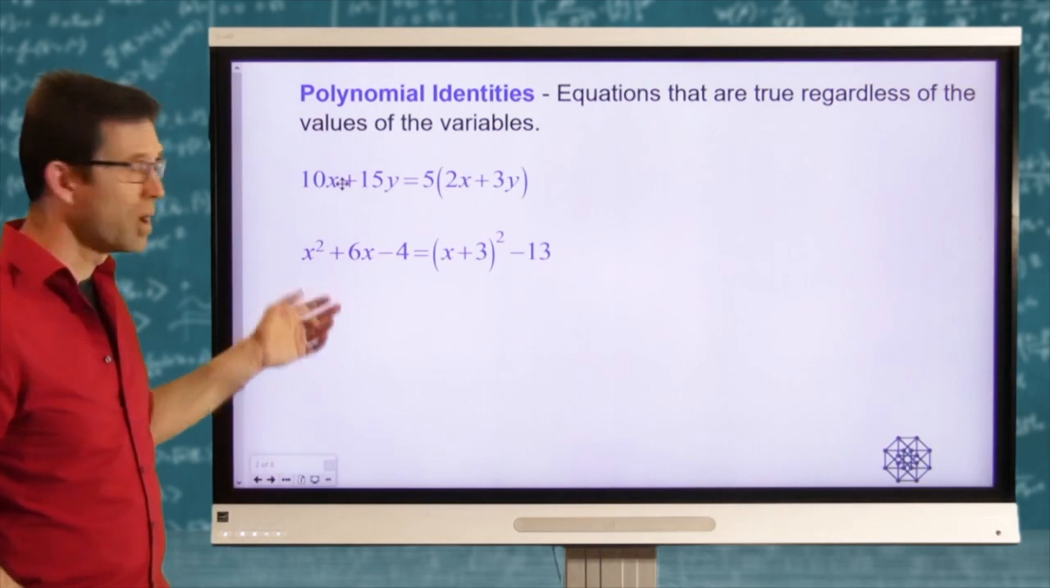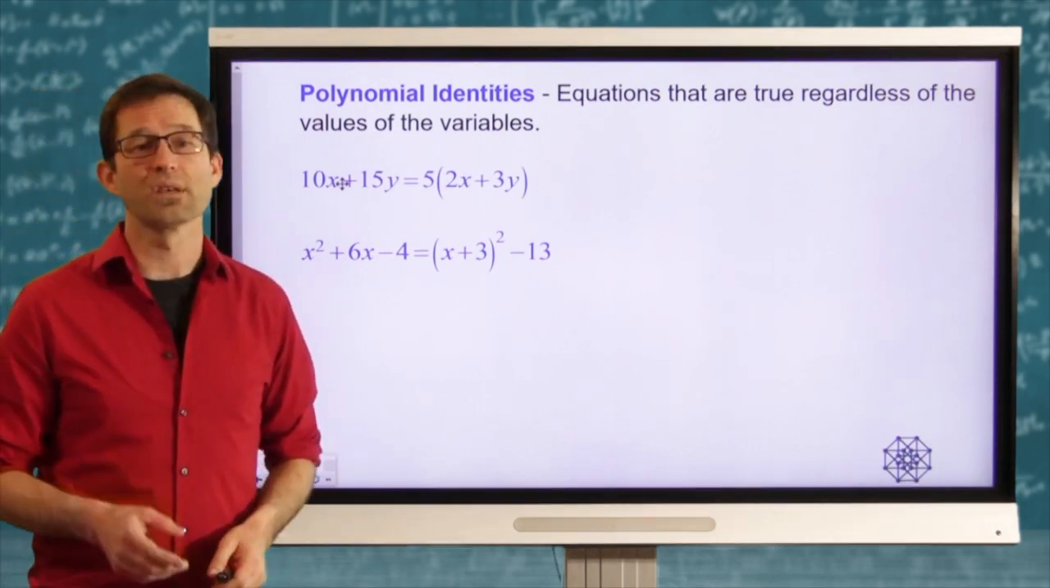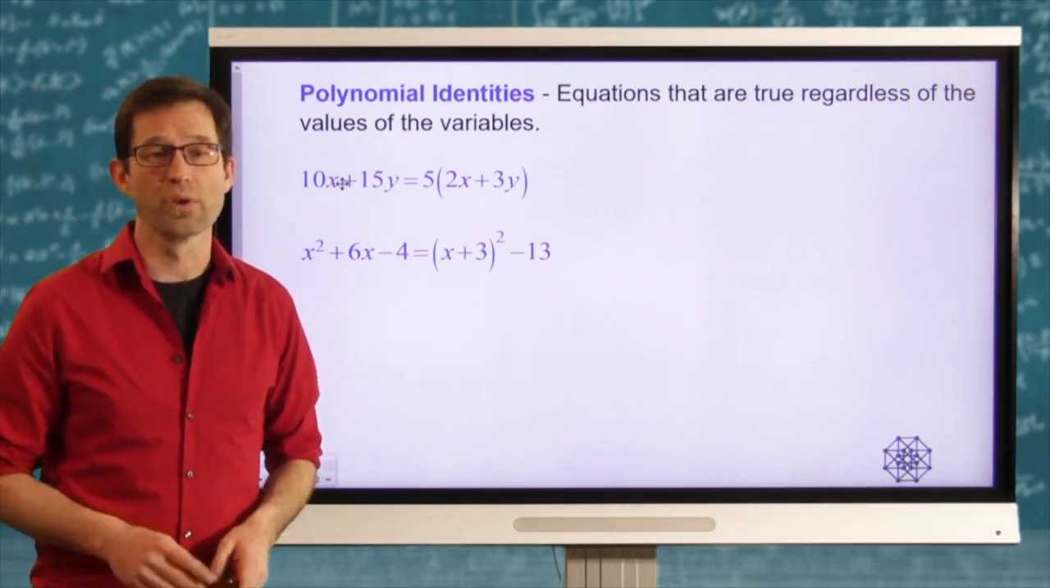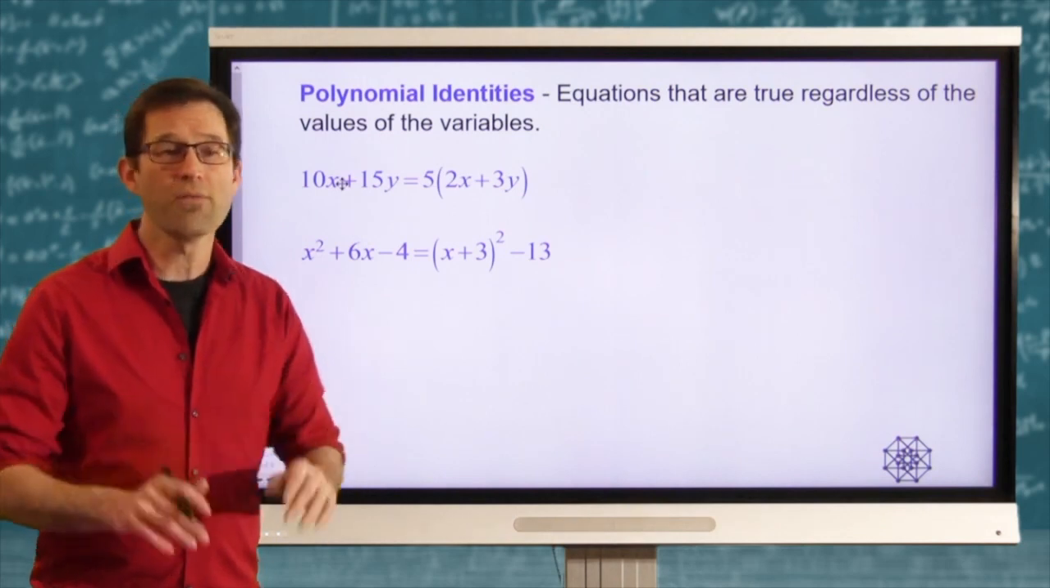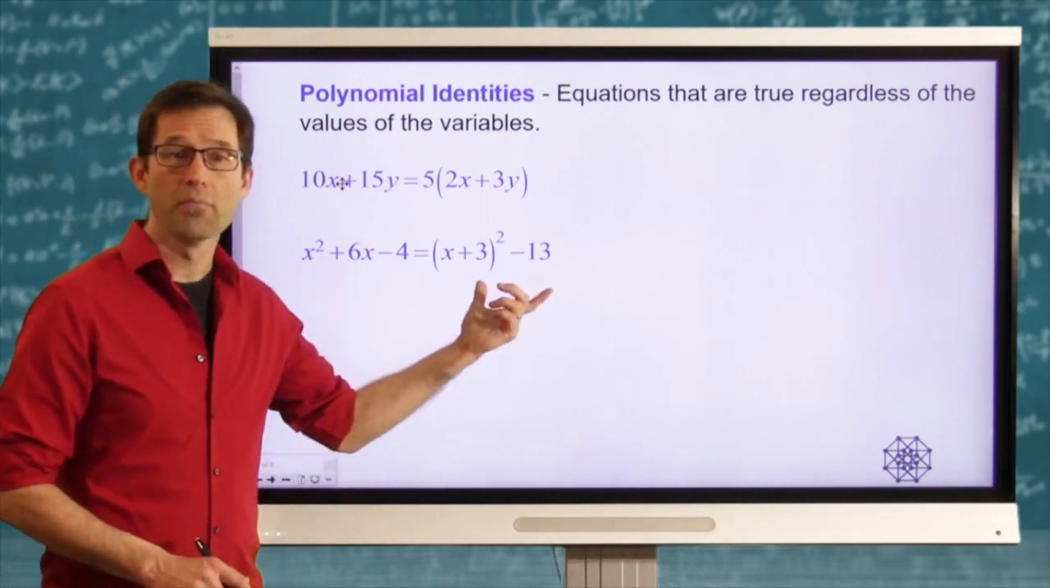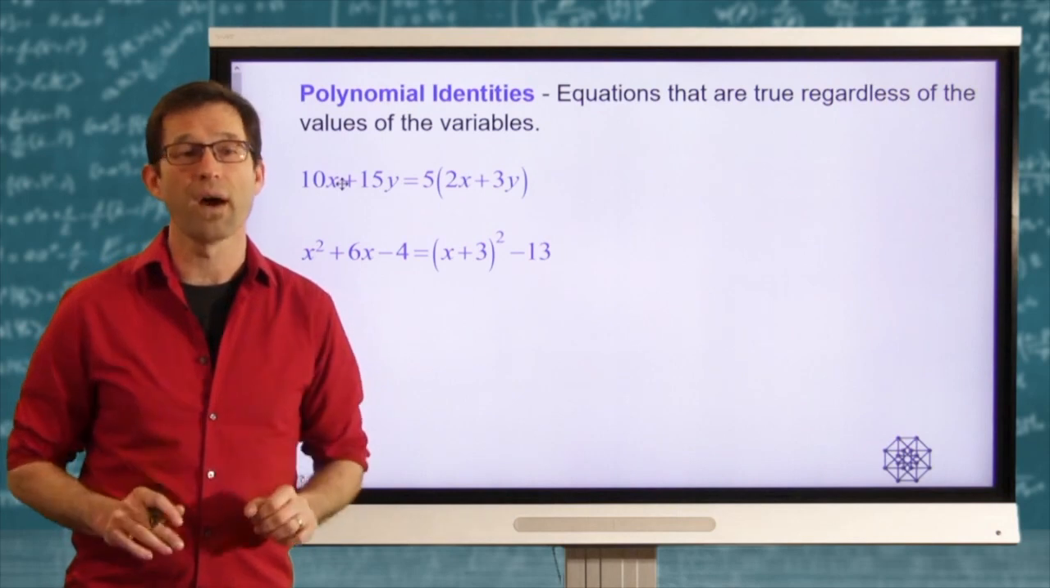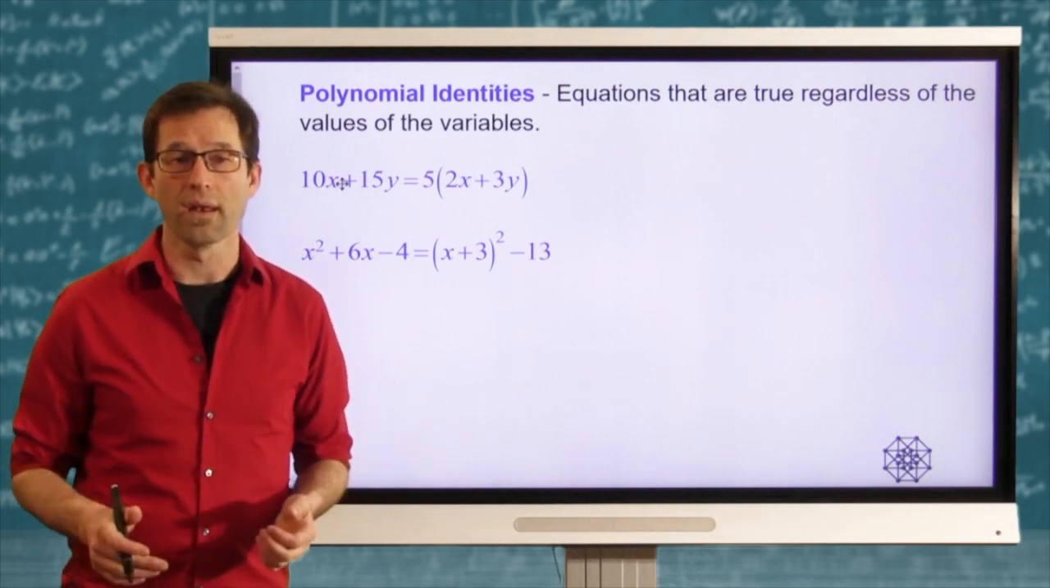Likewise, this is also an identity. x squared plus 6x minus 4 equals (x plus 3) squared minus 13. Grab any value of x, plug it in this side, plug it in that side, they're going to give you the same value out. Therefore, it's known as an identity.